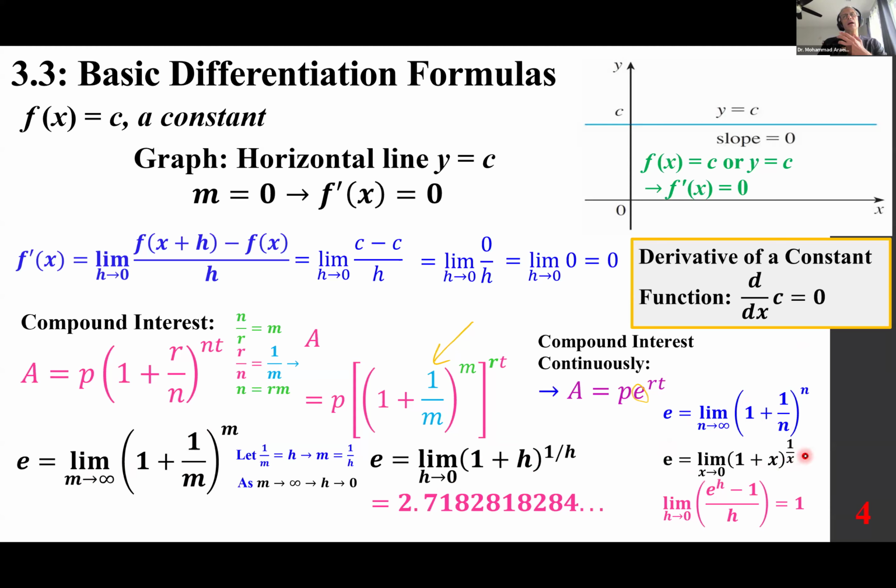The reason I mentioned it is that it depends on the text. You may encounter this formula, which means this one, or this formula, which means this. And finally, the limit of e to the power of h minus 1 over h as h approaches 0 equals 1. We are going to look at that one in this course.